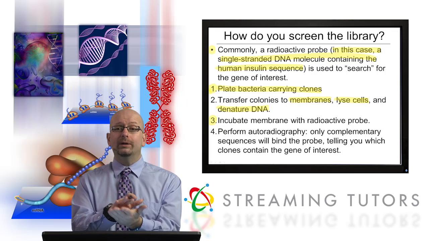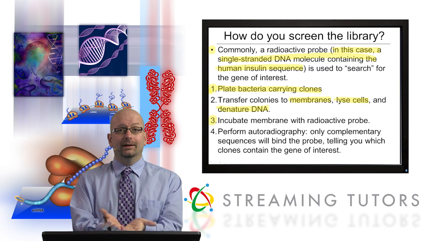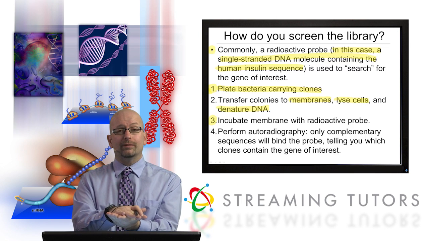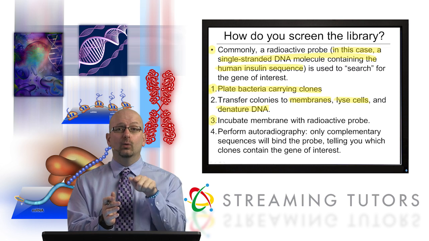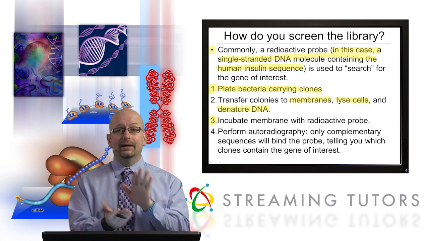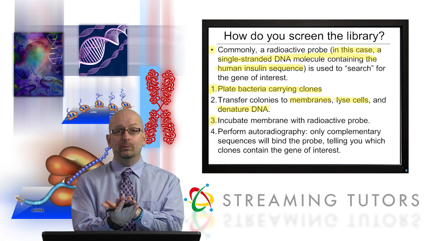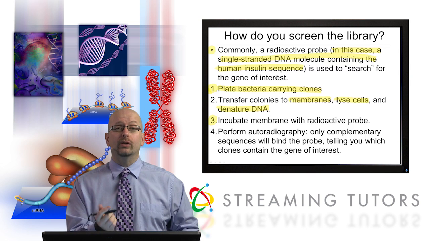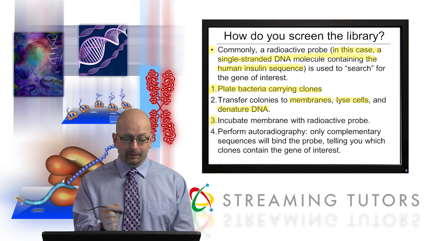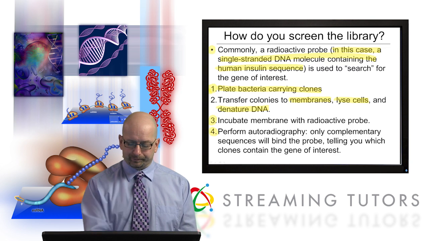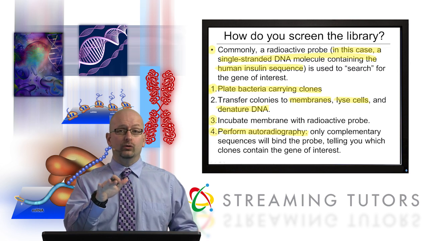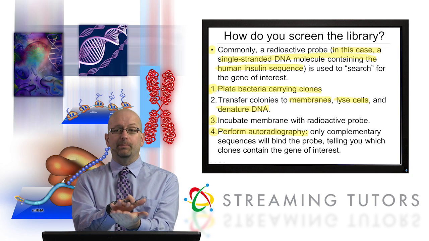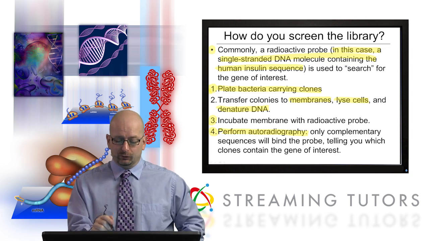So only some clones will light up, meaning what you really do is you put a piece of X-ray film here. If there's radiation there, it will expose the film and you'll be able to see which ones of your original colonies have bound to the human insulin probe, and therefore you'll know that those are the colonies harboring the horse version. So autoradiography basically means it's auto just because you don't really have to do anything except put a piece of film there and the radiation exposes it.